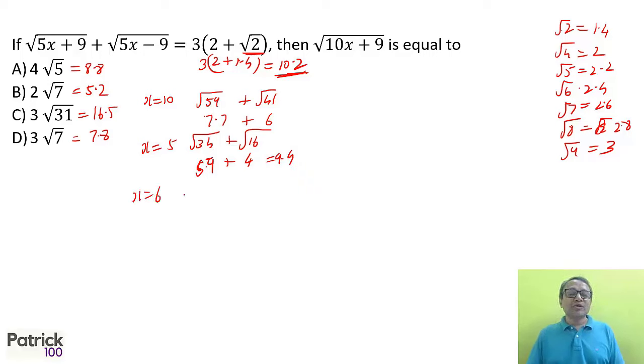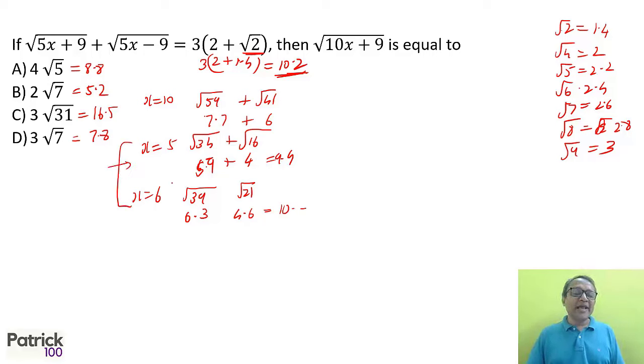So I put x equal to 6. 6 times 5 is 30 plus 9, 39. 6 times 5 is 30 minus 9 is 21. Root 39 is 6 point something, 6.3, 6.4. Root 21 will be between 4 and 5, so 4.6. So it comes to almost 10.11 approximately. So the value is between 5 and 6 but closer to 5. So maybe I can take x as 5.3. If I take x as 5.3, this will become root of 62. Root of 62 is slightly less than 8. I can mark the answer as D option.